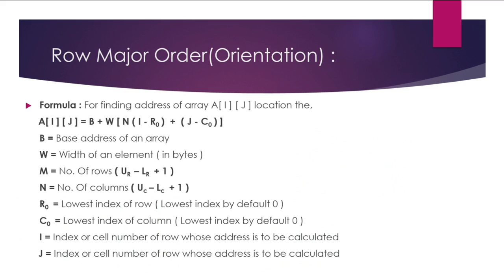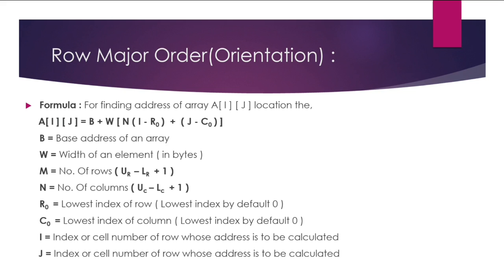And see the formula: Aij is equal to b plus w in a bracket n into (I minus r0), where r0 is the first location of the row and c0 is the first location of the column. I and j are both the indexes of the particular element whose address we are going to find. I and j are the indexes of that element.